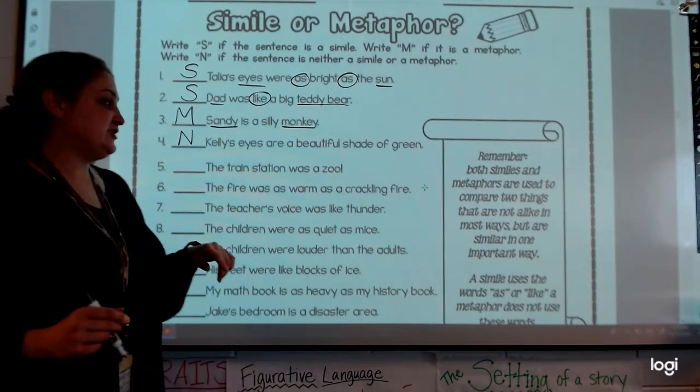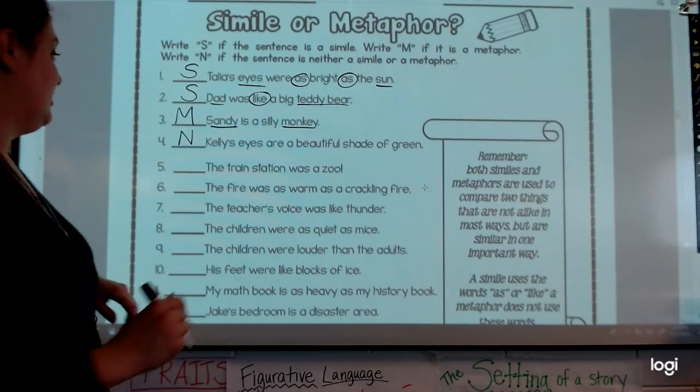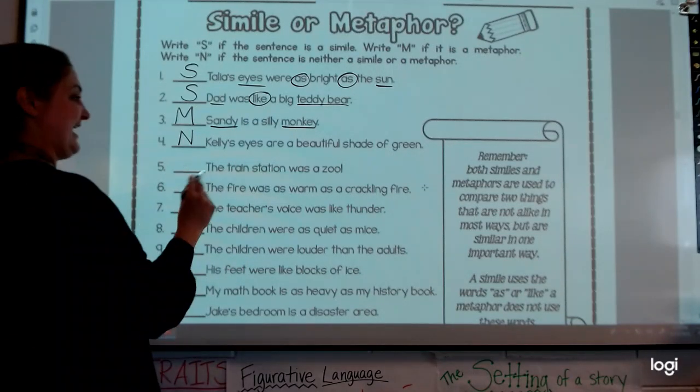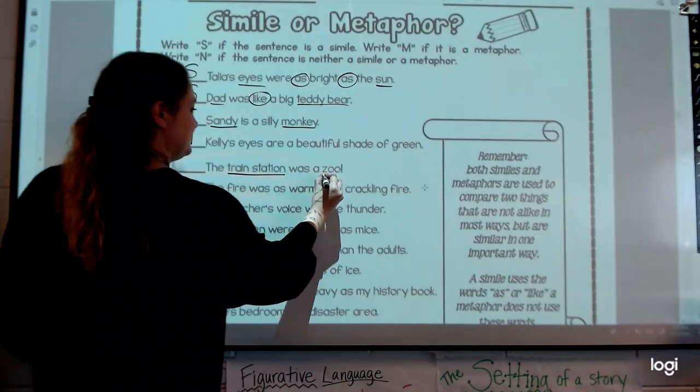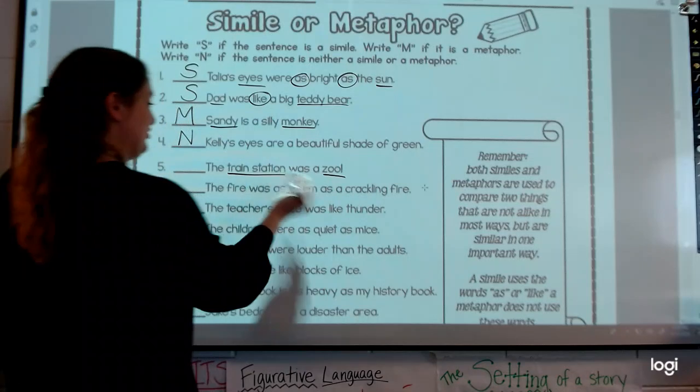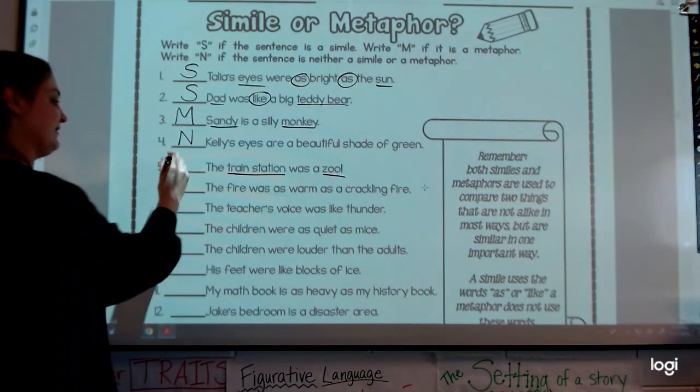Number 5. The train station was a zoo. All right. I'm checking first for like and as. It's not a simile. But it does seem that they're comparing a train station to a zoo. And there's no like or as, so we know that that's a metaphor.